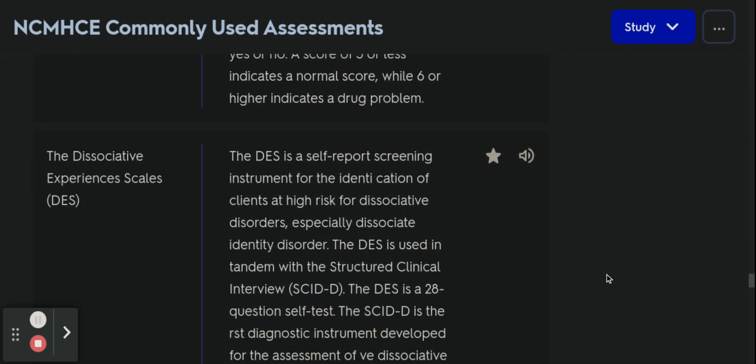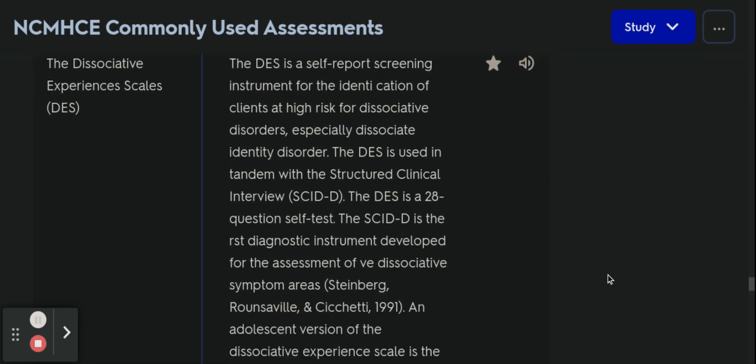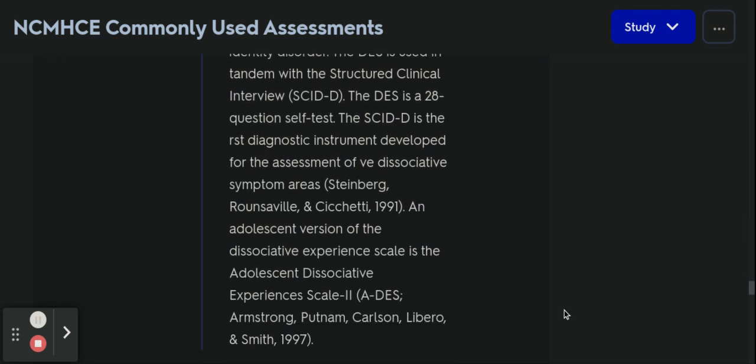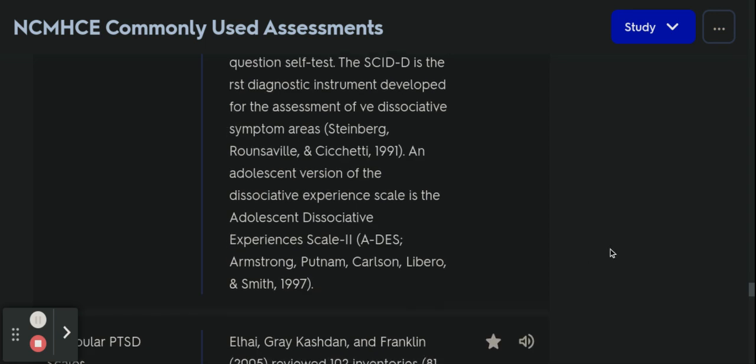The Dissociative Experiences Scale, DES. The DES is a self-report screening instrument for the identification of clients at high risk for dissociative disorders, especially dissociative identity disorder. The DES is used in tandem with the Structured Clinical Interview, SCID-D. The DES is a 28-question self-test. The SCID-D is the first diagnostic instrument developed for the assessment of dissociative symptom areas. An adolescent version of the Dissociative Experiences Scale is the Adolescent Dissociative Experiences Scale.